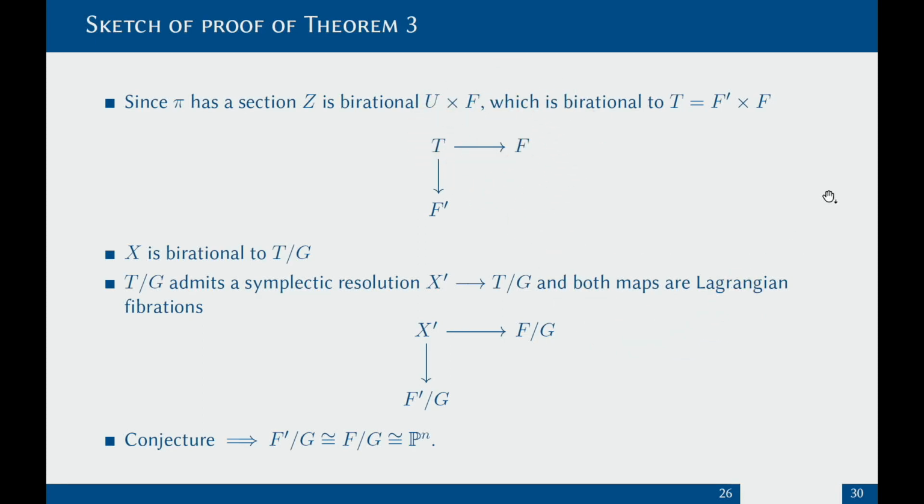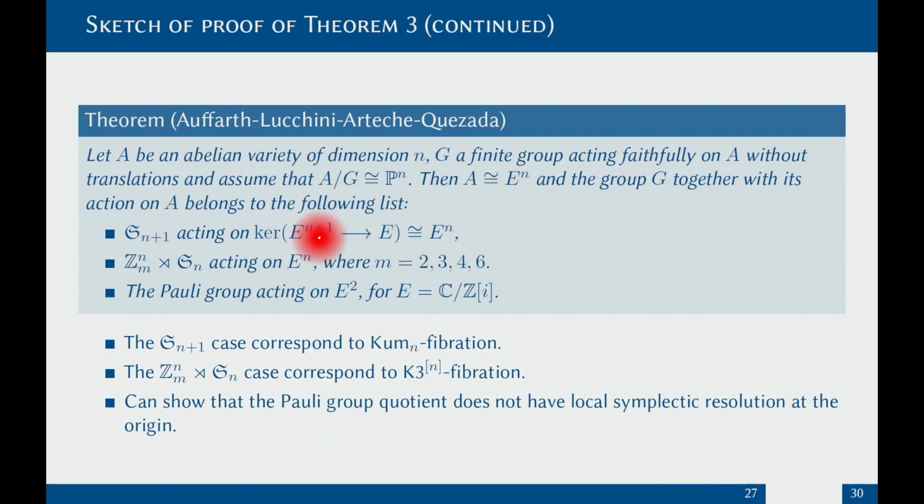So that says that F, for instance, is a power of an elliptic curve. F prime is a power of an elliptic curve. Maybe you have the Weyl group acting on both of them, or you have the symmetric group acting on both of them. But it's the same group, right? So you can just work out that the symmetric n+1 case is just a Kummer n fibration. The other one is a K3^[n] fibration.